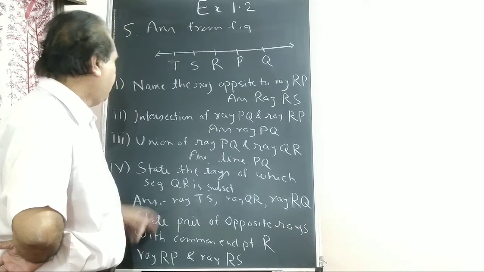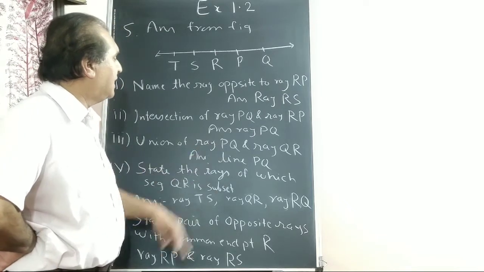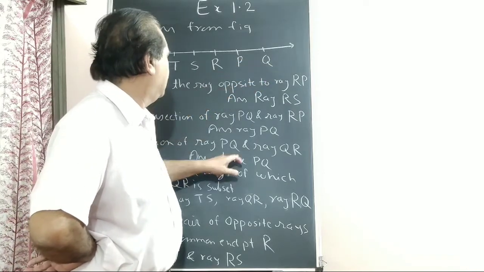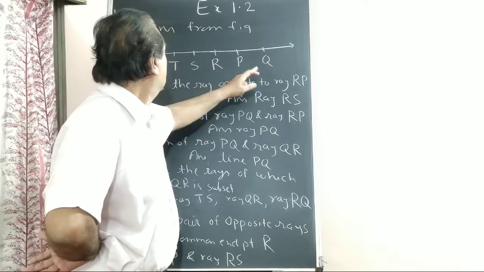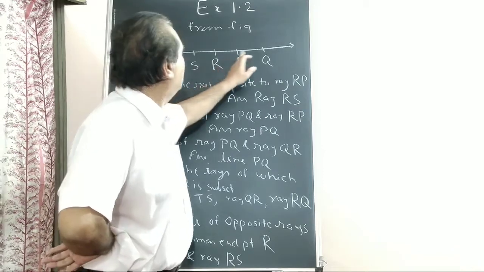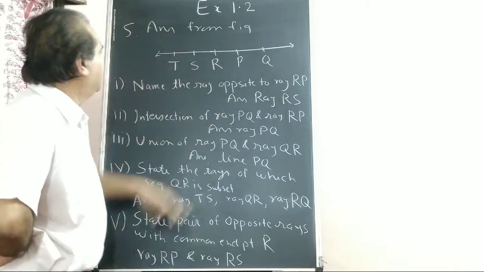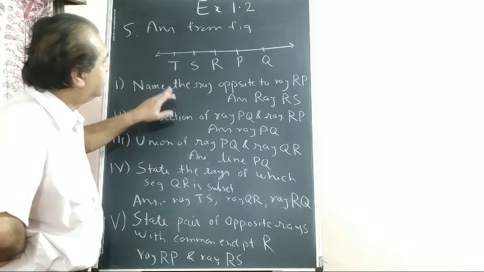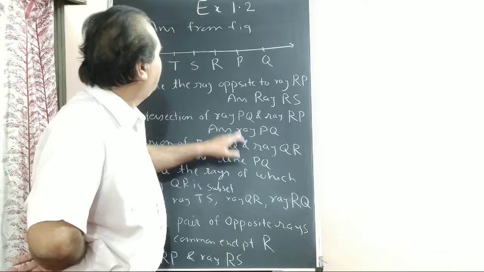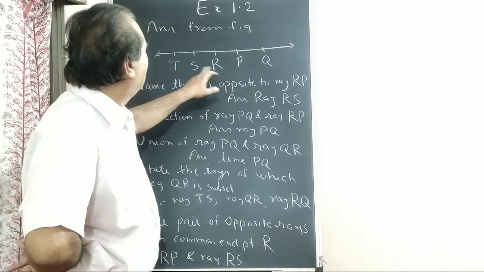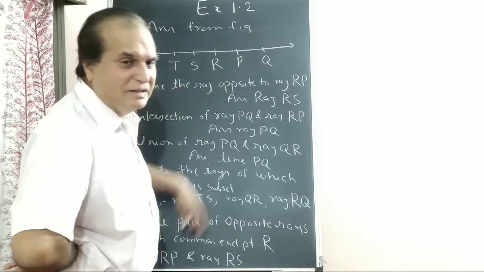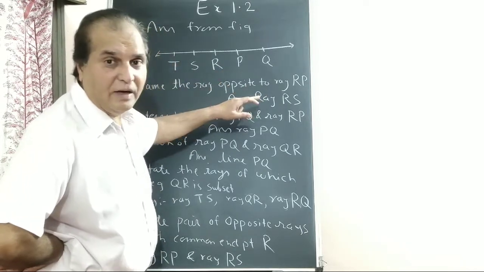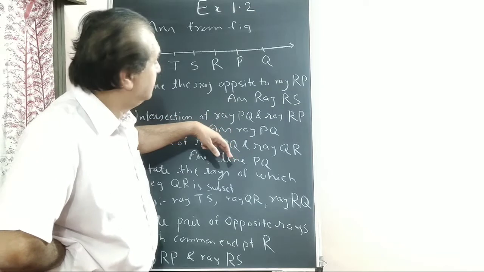Okay? Union of ray PQ and ray QR. QR is from here to here, PQ from here to here. It's a full line. To name the line, you can give any 2 points convenient. I am writing line PQ, but it is same as line PR, line SP, line TQ. Same. Line is till both ends of arrows. Okay?